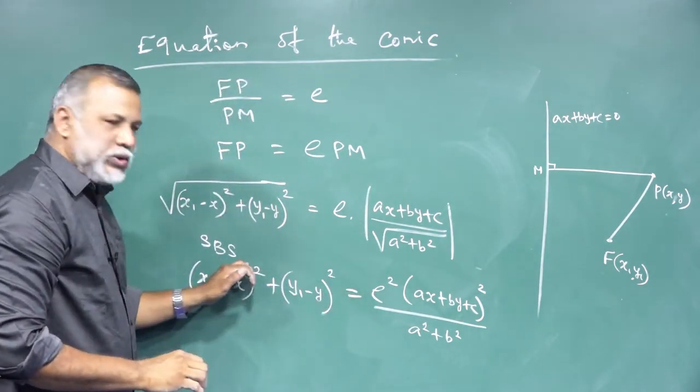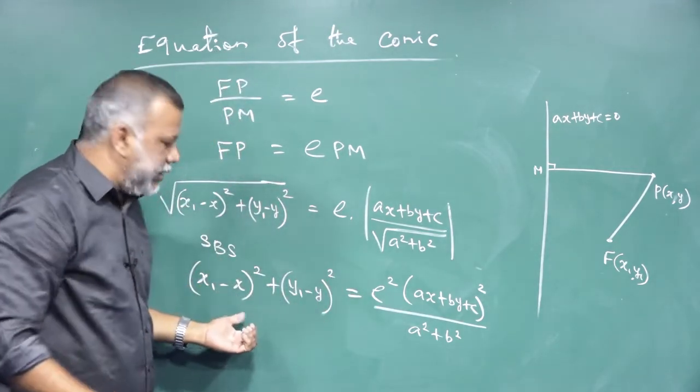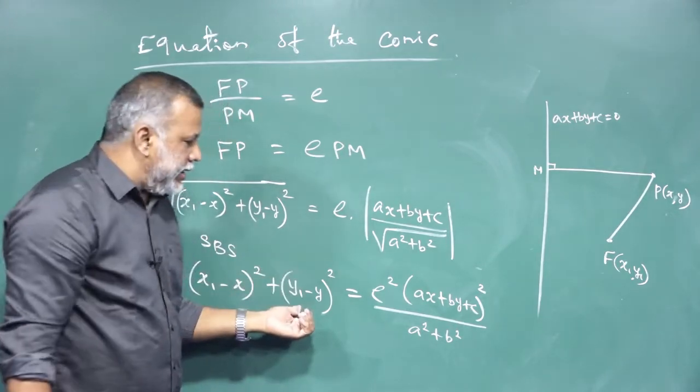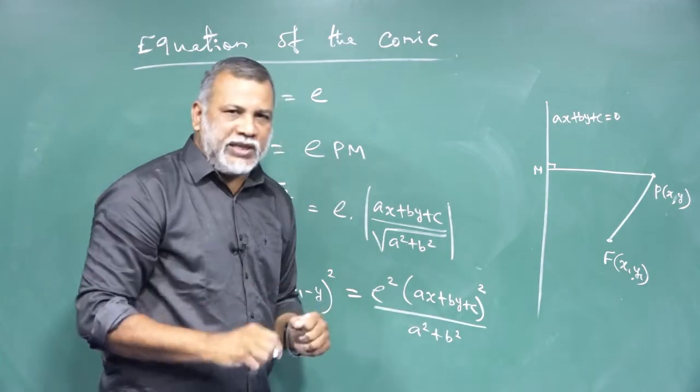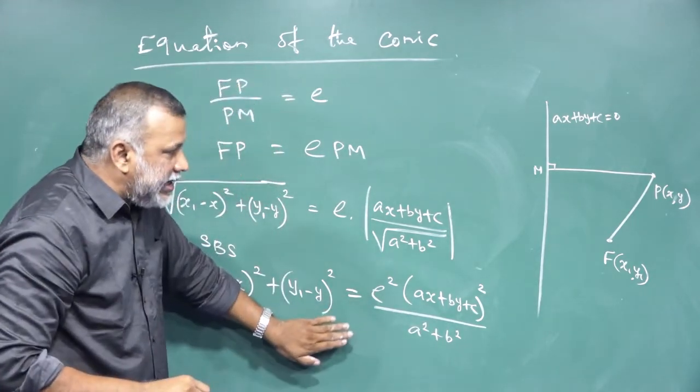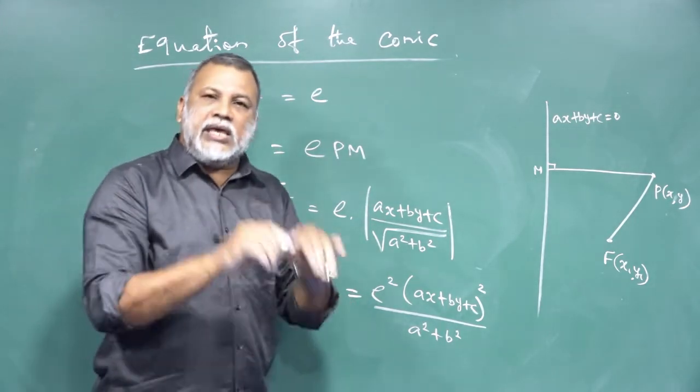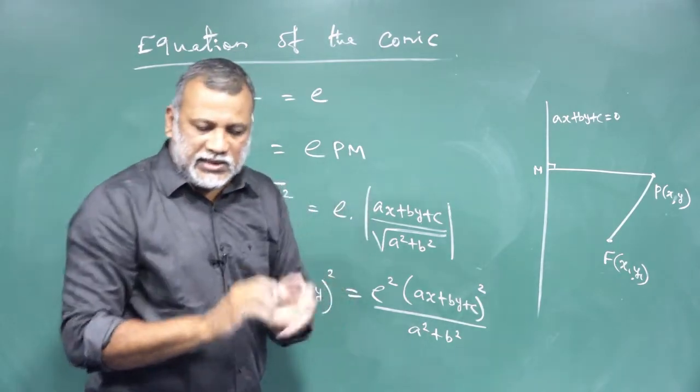(x1 − x)² we are able to expand as (a − b)², and here also (a − b)². Here it is in the form of (a + b + c)², and we are able to expand. On simplifying this equation, we can get an equation of the form, that is the concept.